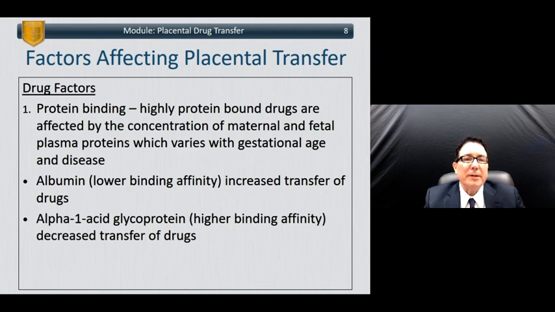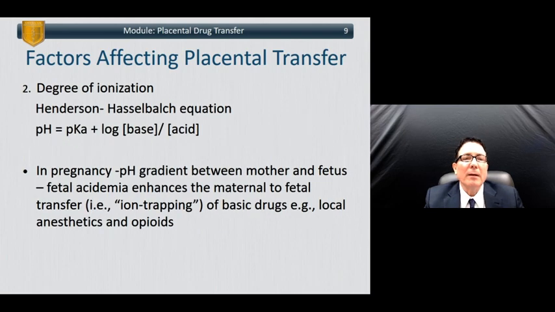There are drug factors. Number one, perhaps the most important, is protein binding, in which a highly protein-bound drug is affected by the concentration of maternal and fetal plasma protein, which varies with gestational age and disease. Albumin, which has a lower binding affinity, increases the transfer of drugs, and alpha-1 acid glycoprotein, with a higher binding affinity, decreases transfer of drugs. The second big one is degree of ionization.